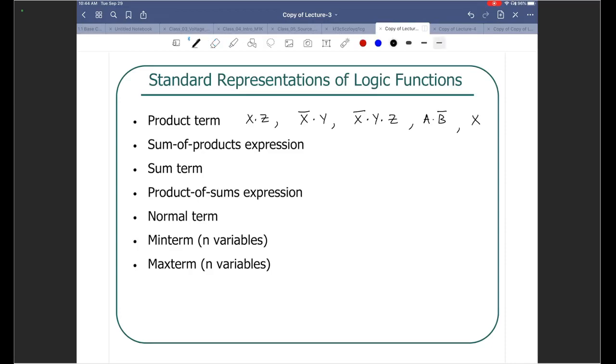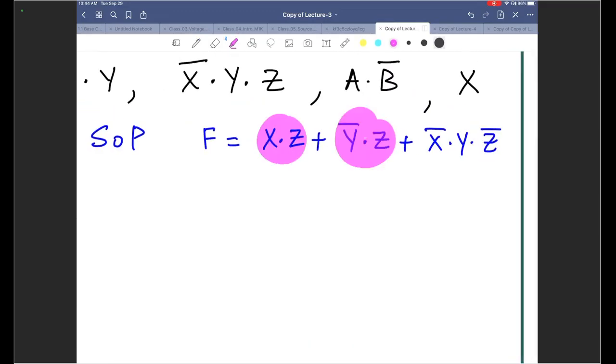We have already looked at it. We said it is SOP, right? Sum of products. What would be the expression? So for example, f equals x and z, or y complement and z, or x complement and y and z complement, the expression that we had earlier, that is an example of a sum of product expression. You've got product, product, product, and then everything is getting summed or ORed, right?